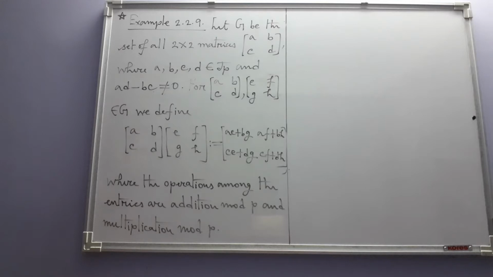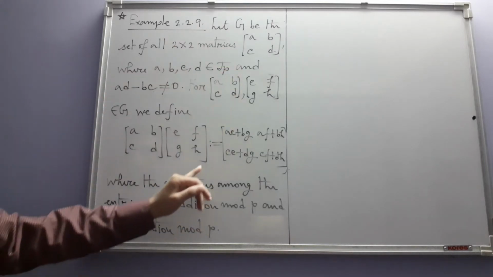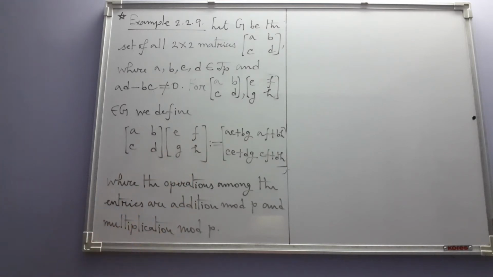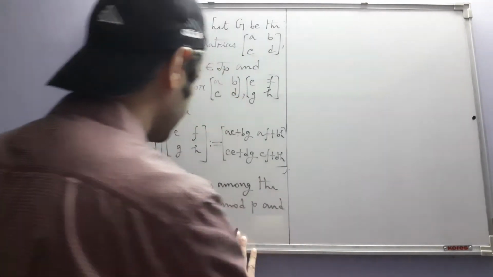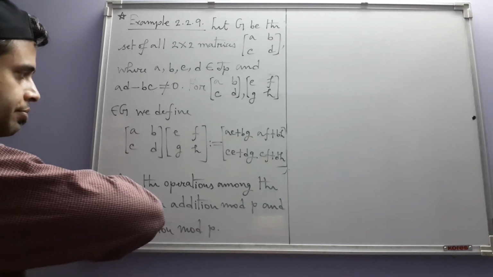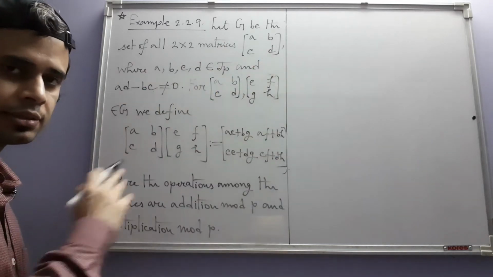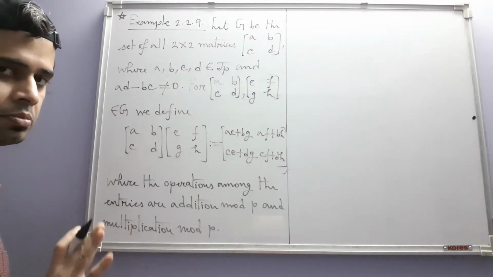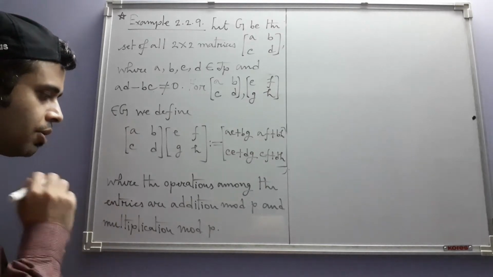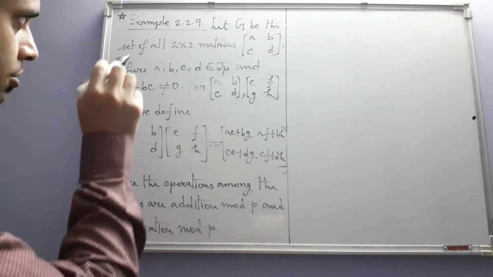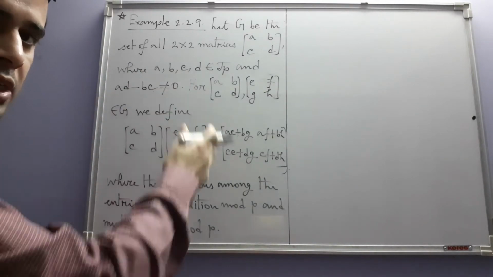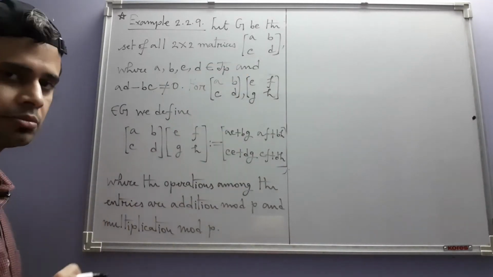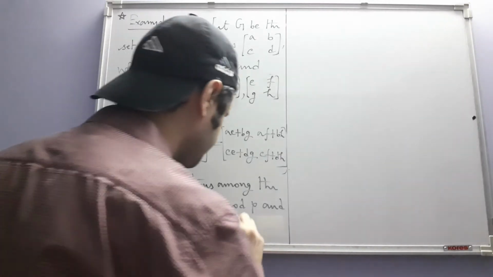Now naturally the question arises whether G is a group with respect to this matrix multiplication. It is, but why? For that we don't have to go proving all the things, closure property, associative law, all those things. A simple observation will tell us that just like the real matrices form a group under matrix multiplication, these matrices will also form a group. But why? Let us see.